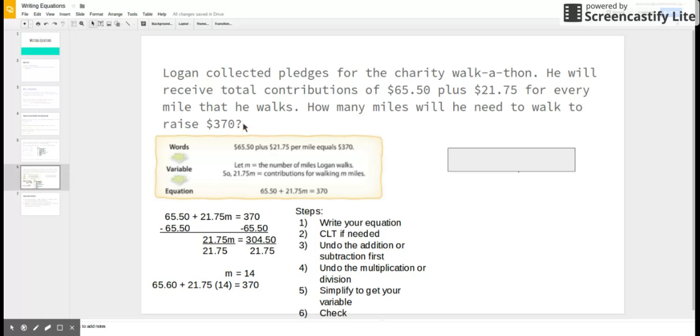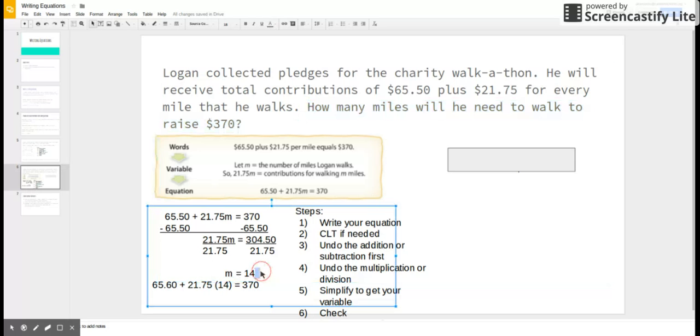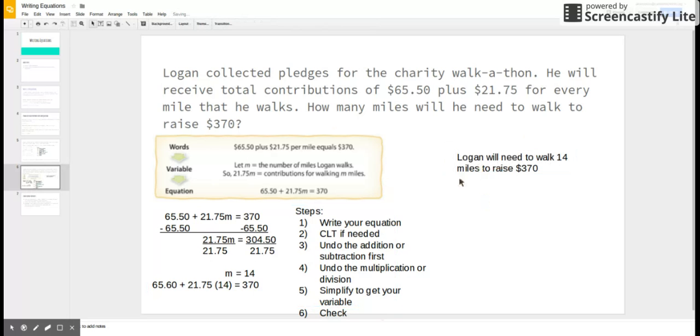Now, that's not enough, though. The question's not asking what M is equal to. Well, actually, it kind of is, but your answer wouldn't be M equals 14. Your answer would be how many miles will he need to walk to raise 370? 14 miles. So Logan will need to walk 14 miles to raise $370. This is what you need to answer the question. This is not enough.